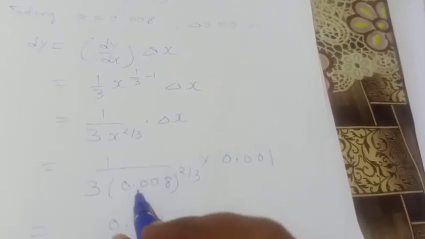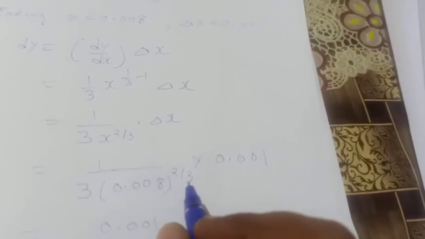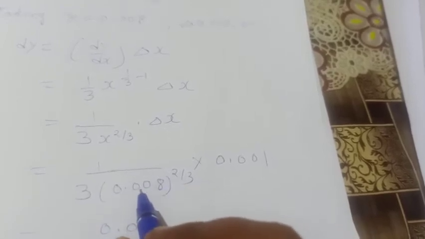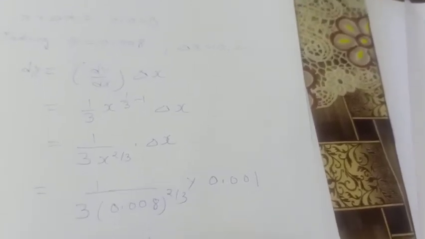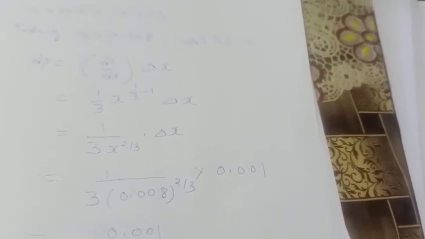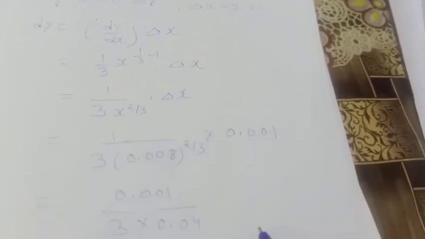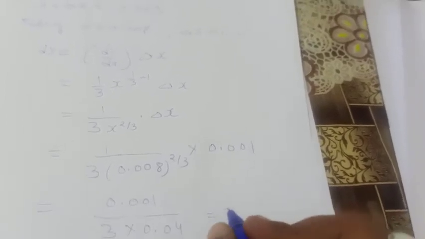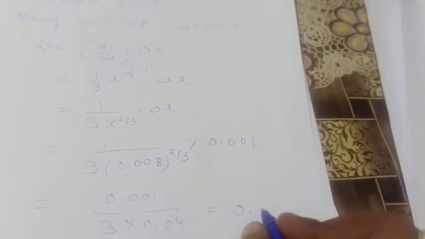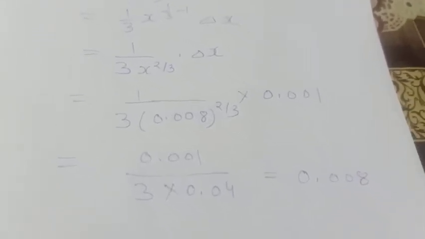Now what will we get? 0.001 upon 3, and this value is 0.2 whole cube, since 0.008 means 0.2 whole cube. Now the cube power 3 will cancel out with this fractional power 3, then you will get 0.2 square, which equals 0.04. Now if you solve this, it will come out as 0.008. You can easily solve. This will come out as 0.008.